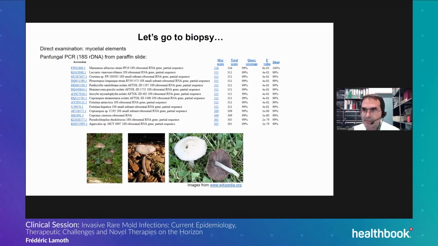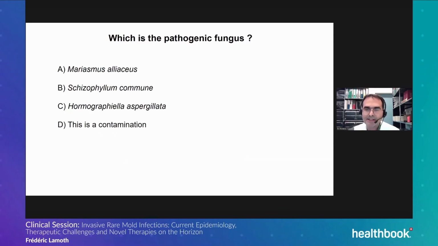So what do you think about this? Do you think it's really Marasmius alliaceus, the pathogenic agent? Do you think it could be another Basidiomycete mold like Schizophyllum commune or Hormographiella aspergillata? Or do you think, well, on a paraffin slide, not sterile material, this is definitely a contamination?